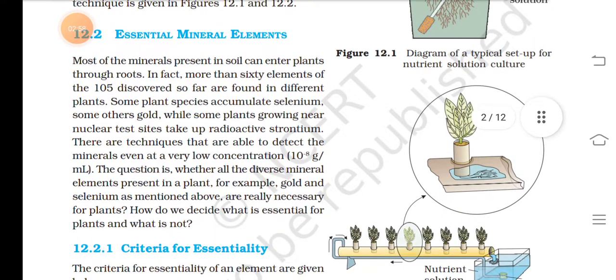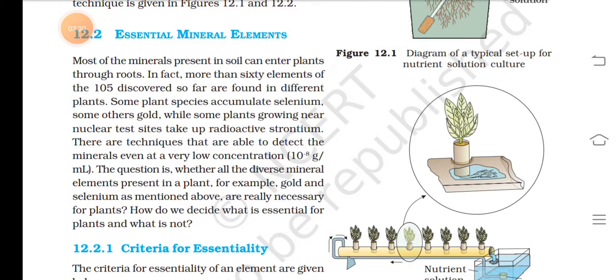12.2 Essential mineral elements. Most of the minerals present in soil can enter plants through roots. In fact, more than 60 of the 105 elements discovered so far are found in different plants. Some plant species accumulate selenium, some others gold, while some plants growing near nuclear test sites take up radioactive strontium.